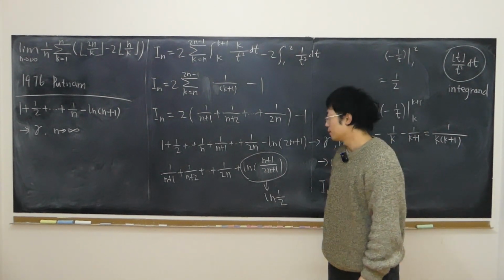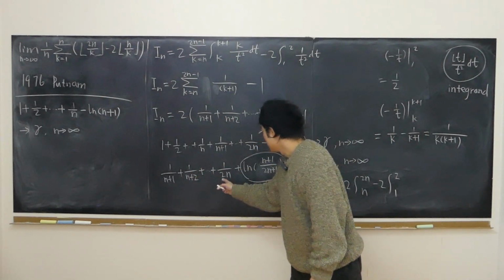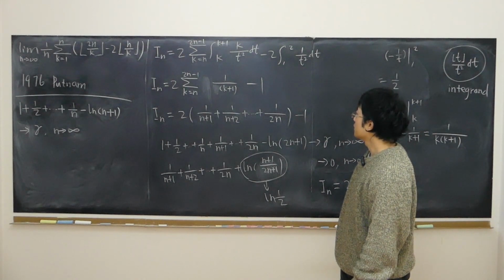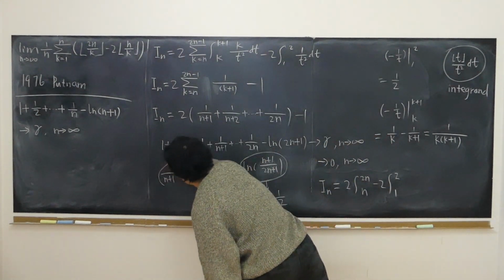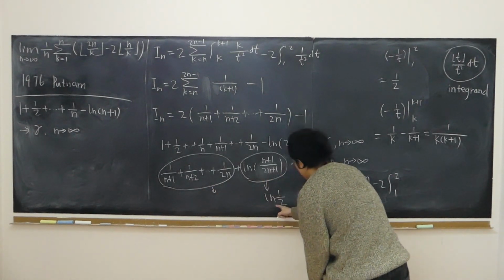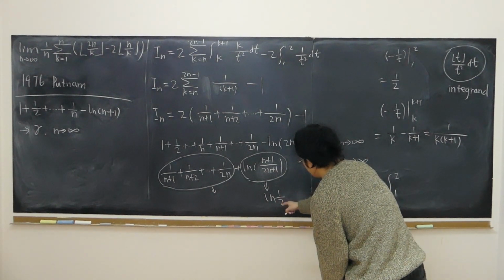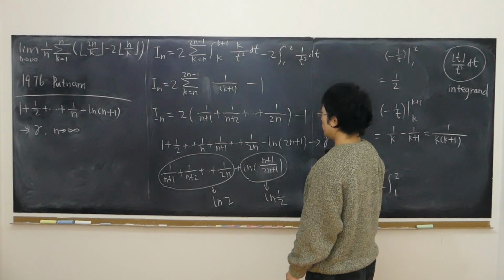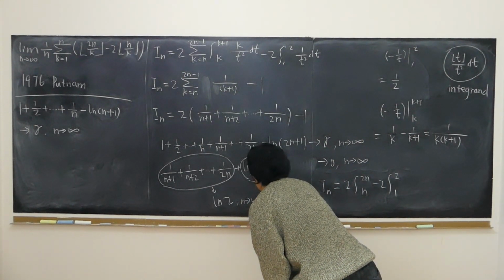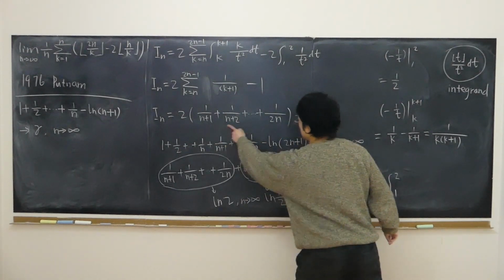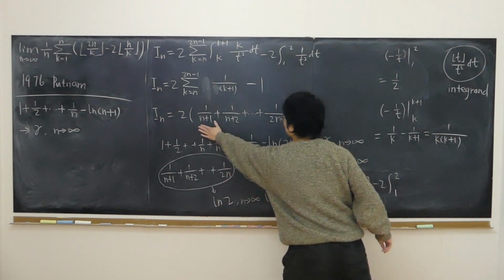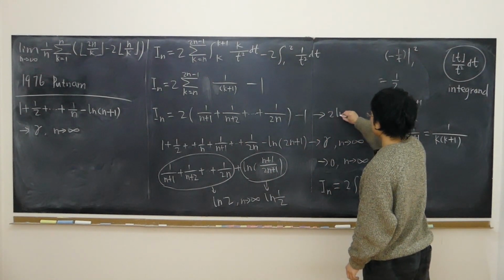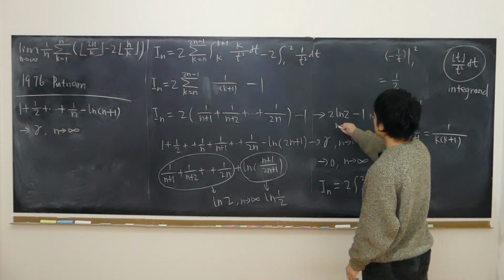So there's only one possibility: this infinite sum as n approaches infinity approaches the negative of the logarithm of half. That's the only explanation. So this quantity approaches negative log of half, that is log of half to the power of negative 1, that is log of 2. And now I can state that inside, this quantity approaches log 2. So twice log 2 minus 1, this whole quantity approaches twice log of 2 minus 1 as n approaches infinity.